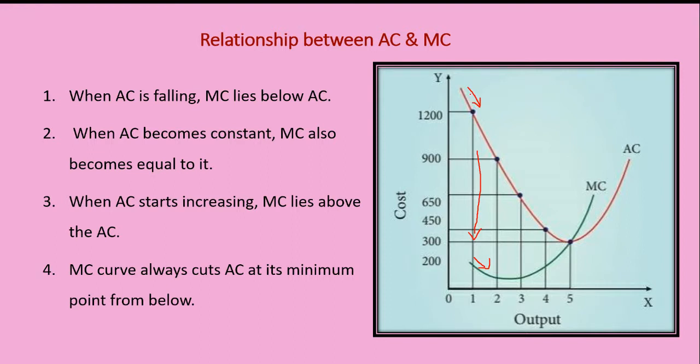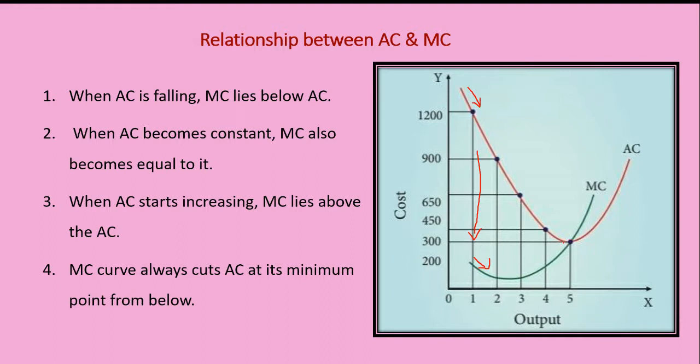What do you mean by falling? It is falling from 1200, it is coming to 900. It is sloping downwards. So when the average cost curve is falling, the MC curve lies below it. Second point, when AC becomes constant, MC also becomes equal to it.